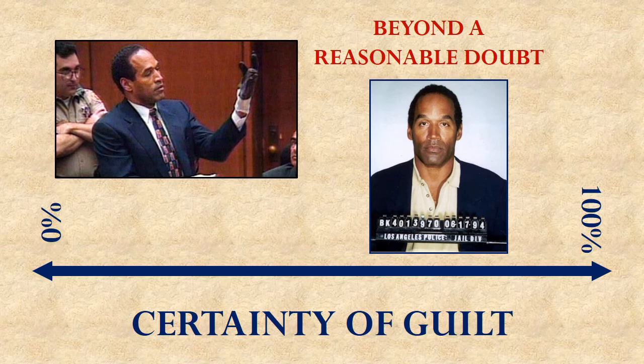Perhaps. Because that's a very high standard if we put it on this scale. Beyond a reasonable doubt, does that mean that you're 95% sure, 98% sure, 99% sure that he actually committed the murder? It's somewhere up that high. Basically, if you have any doubt, you're supposed to let him go. And that's what they did in this case. They found O.J. Simpson not guilty.